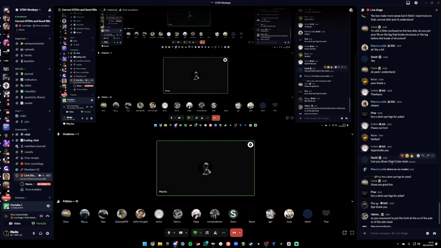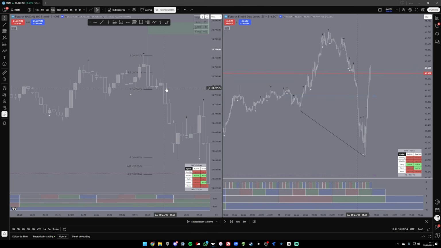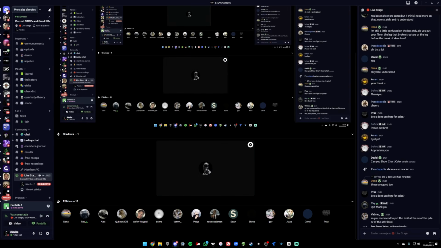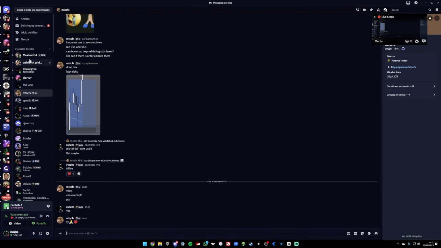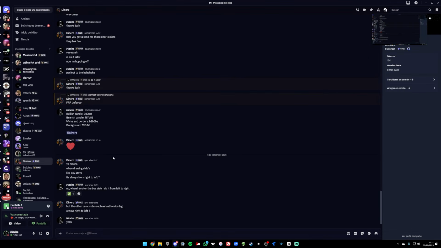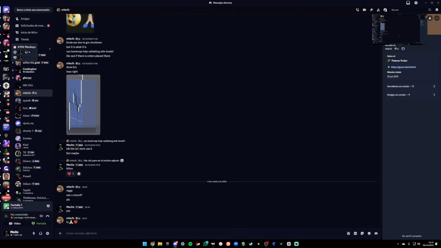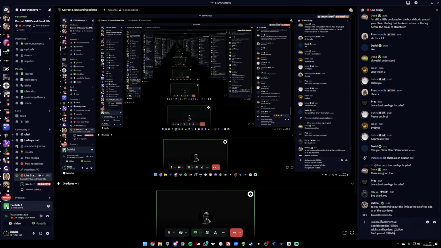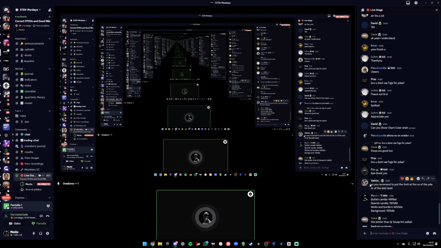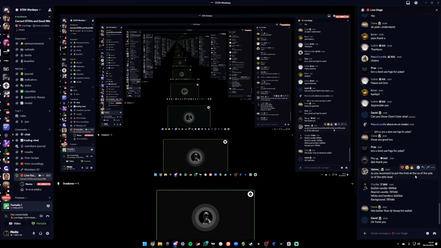Wait. I'm gonna show you. Here. Boom. These are my chart colors, guys. Put the limit always at the PD array, C or OT. That's it. Okay. Bye.